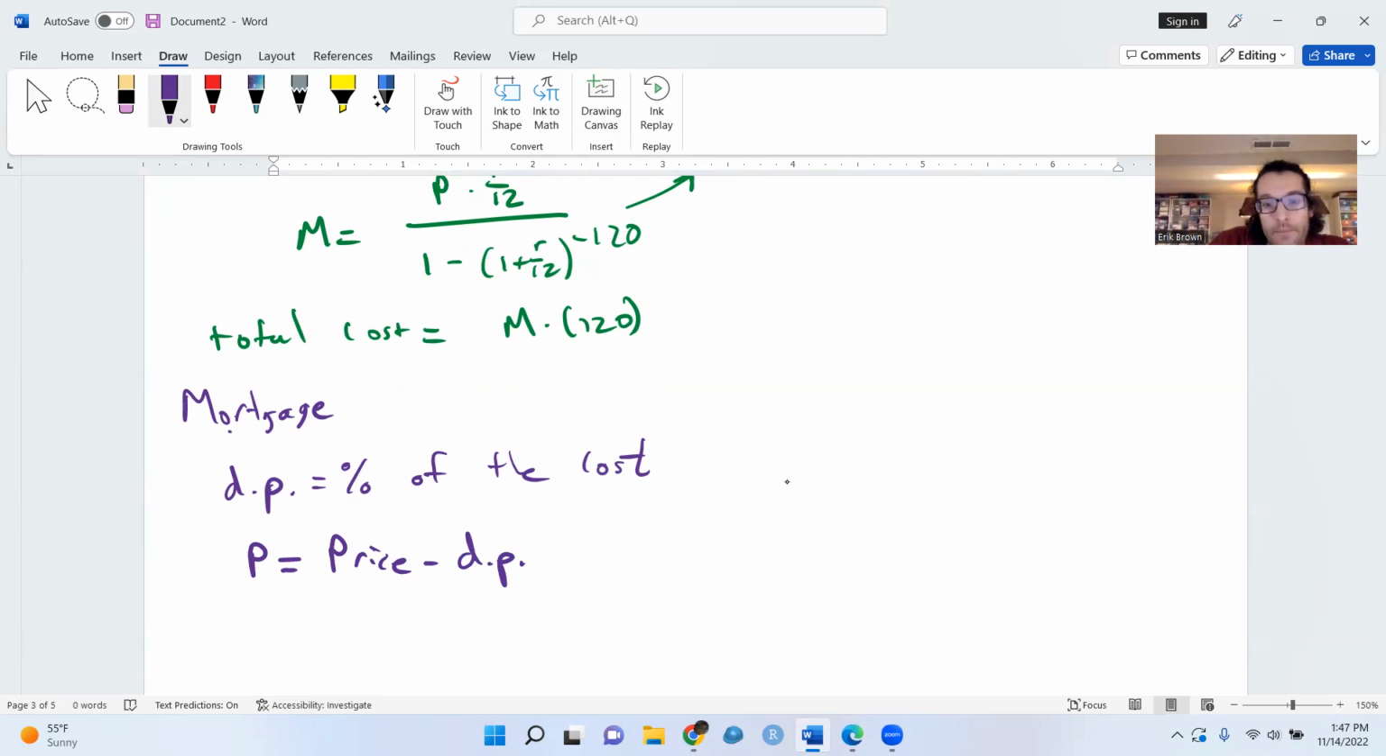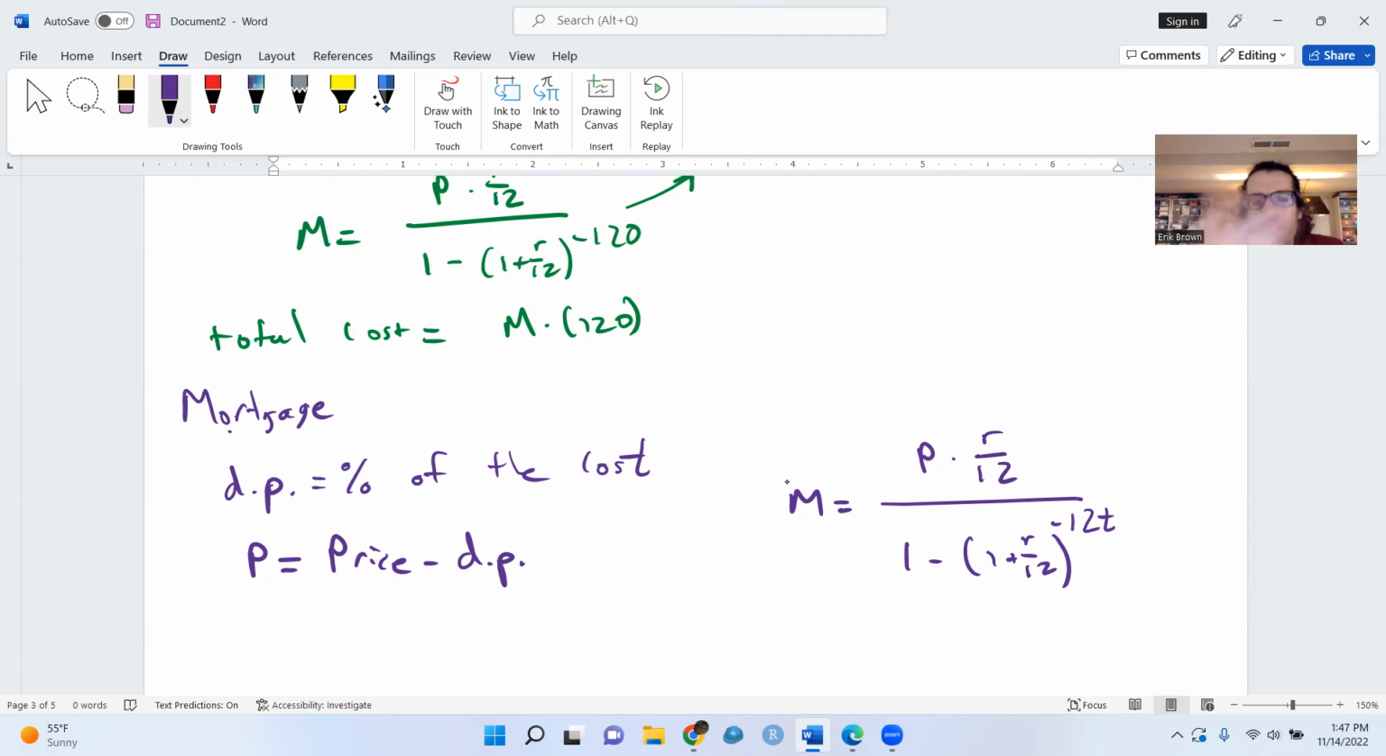So the monthly payment formula is, again, the same thing, except that instead of negative 120, we do 12 times T. I know the textbook does NT, which doesn't quite make sense to me, because if we're in years, you're just going to do 12 times the number of years.